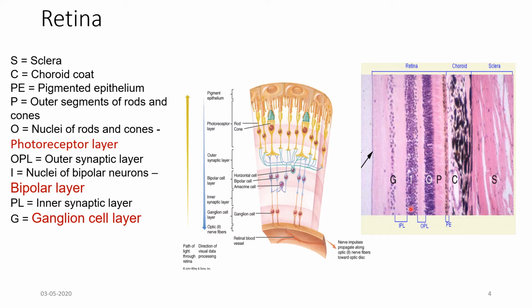Then this is the nuclei of bipolar cells, the bipolar neurons. Then the synaptic layer will be present. Then the third nuclear layer, which you will see, is the ganglionic cell layer, the axons of which will form the optic nerve. So we are seeing the photoreceptor layer, the bipolar layer and the ganglionic cell layer. The axons of the ganglionic cell layer become the optic nerve fibers.